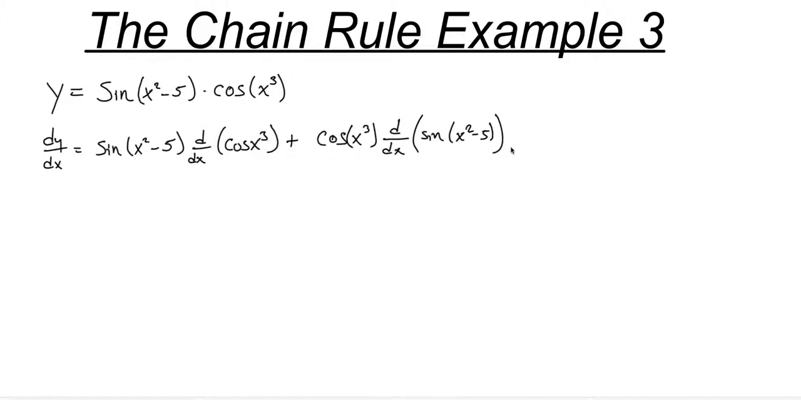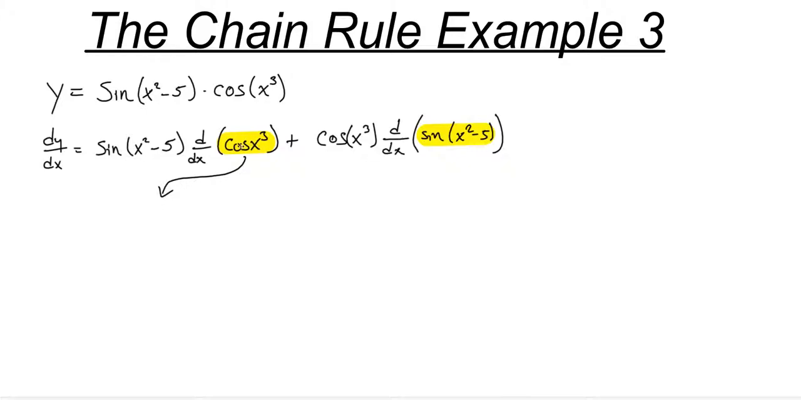So in this case here, we're actually going to use the chain rule twice. We're going to use it once to deal with the derivative of the cosine of x cubed, and once to deal with the derivative of sine of x squared minus 5. So we're going to use the chain rule at two different times here. So let's start first with the cosine of x cubed.